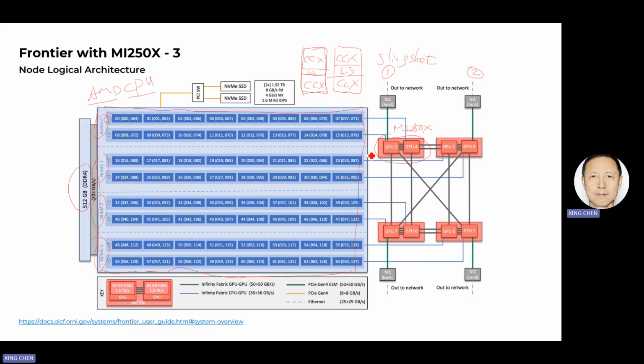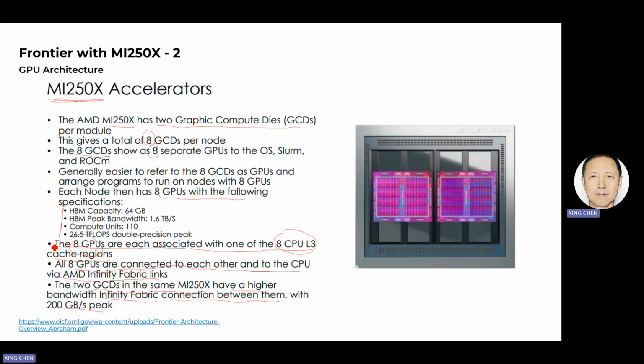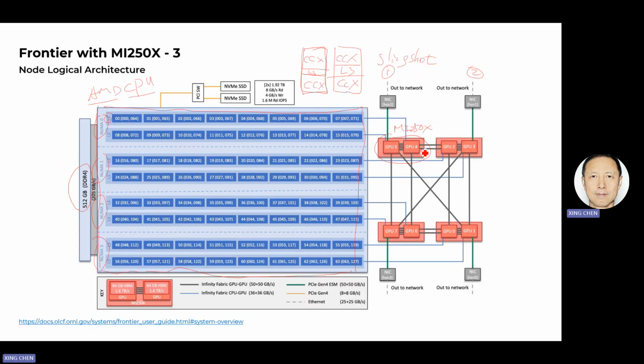And basically, in the previous section, this sentence is saying that each GPU is connected to an L3 region like this. So the first L3 region is connected to GPU 4. The second L3 region is connected to GPU 5. This is what it means. So this is the logical architecture of the Frontier compute node.